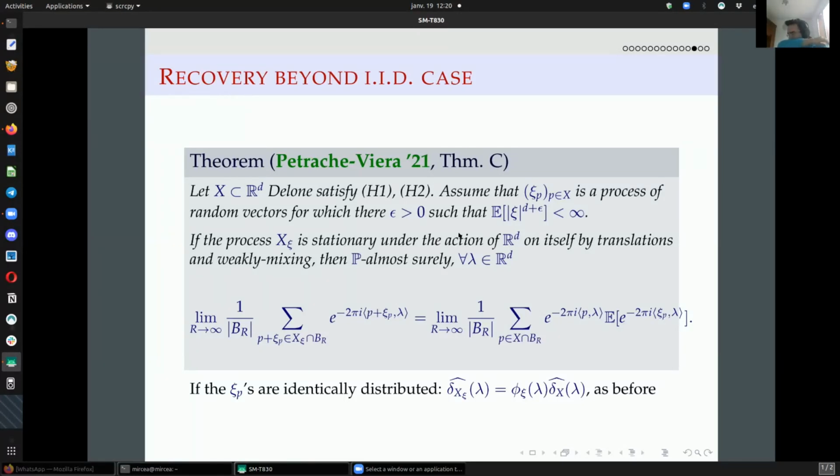So it means that my noise is such that when I perturb my set, I am in a stationary process, as Xi stationary and weakly mixing. It means that there is a lot of decorrelation in my set, weakly mixing. And then again, I get the same kind of result.